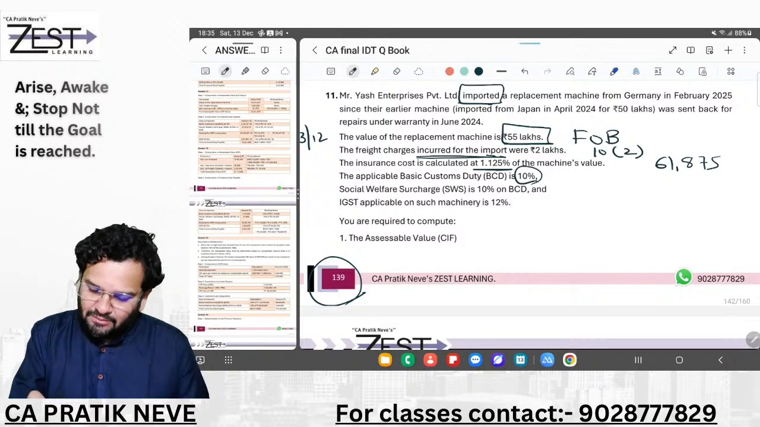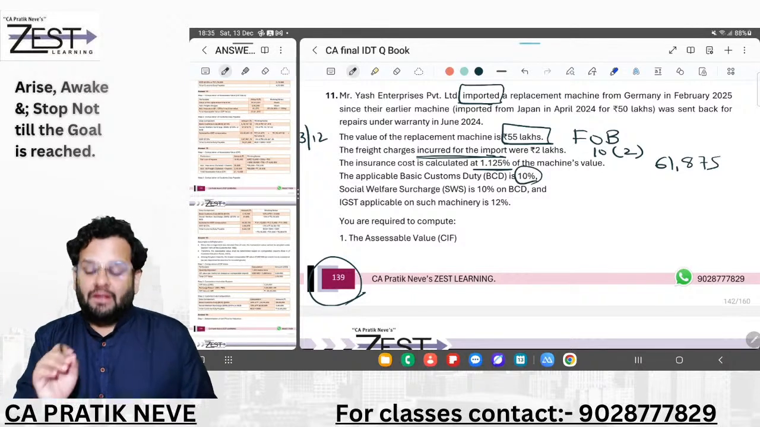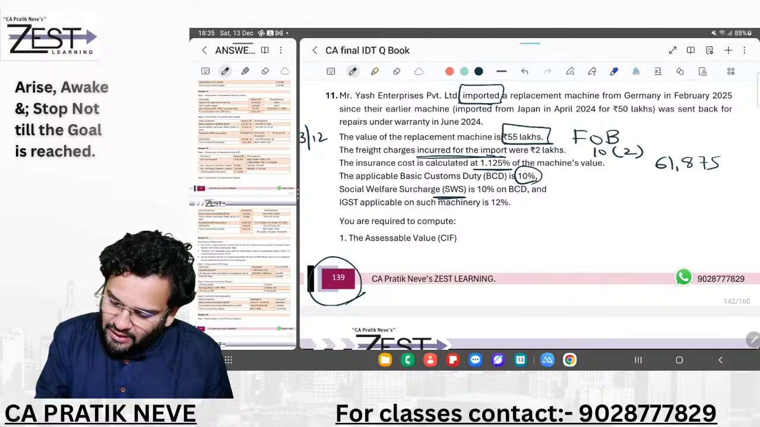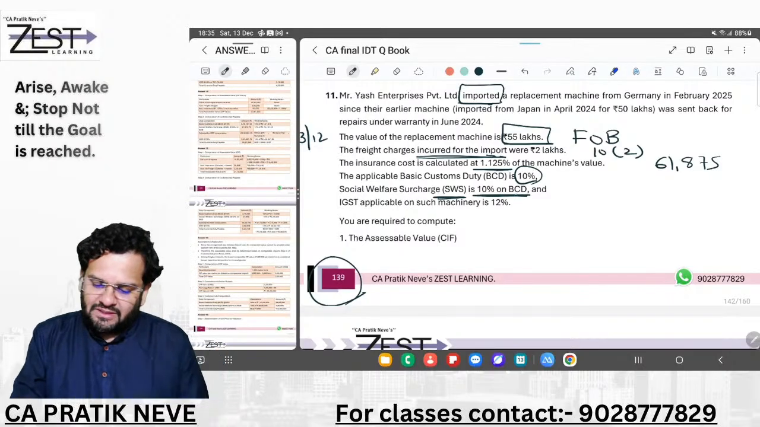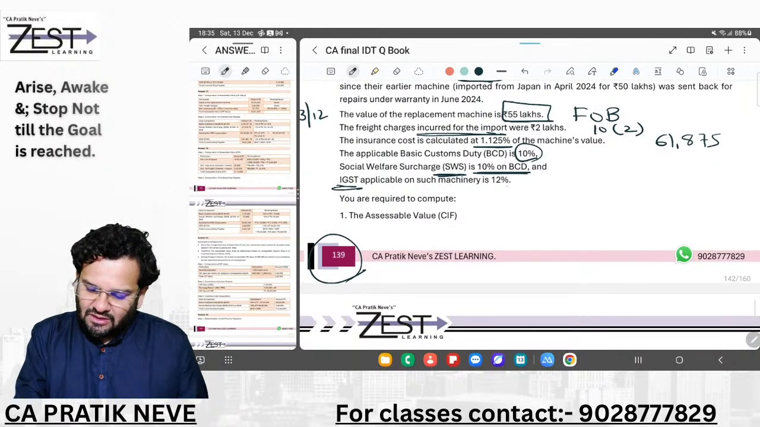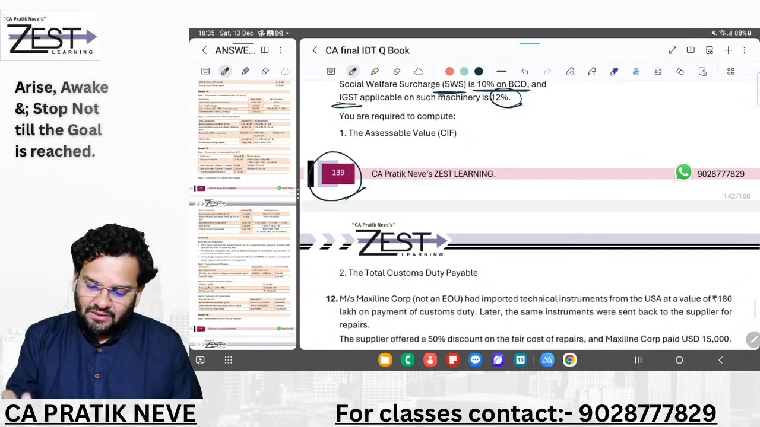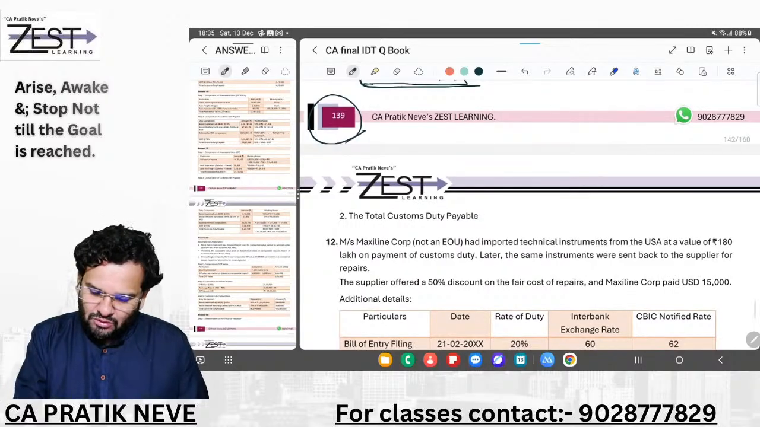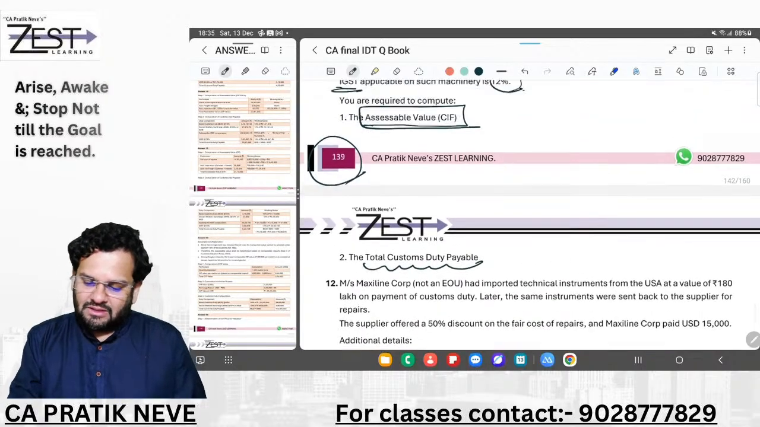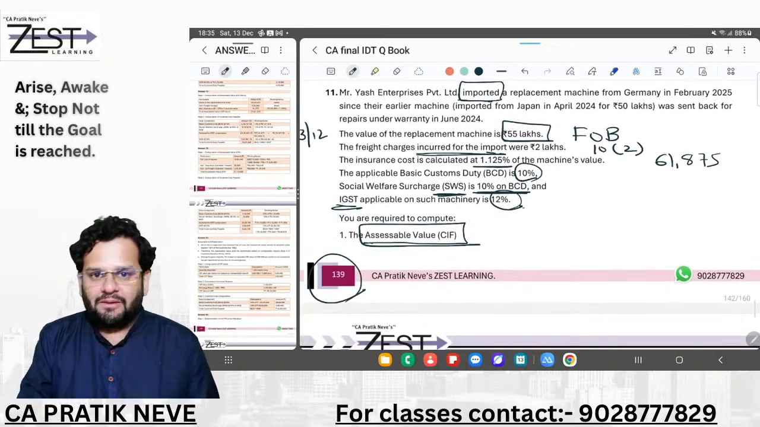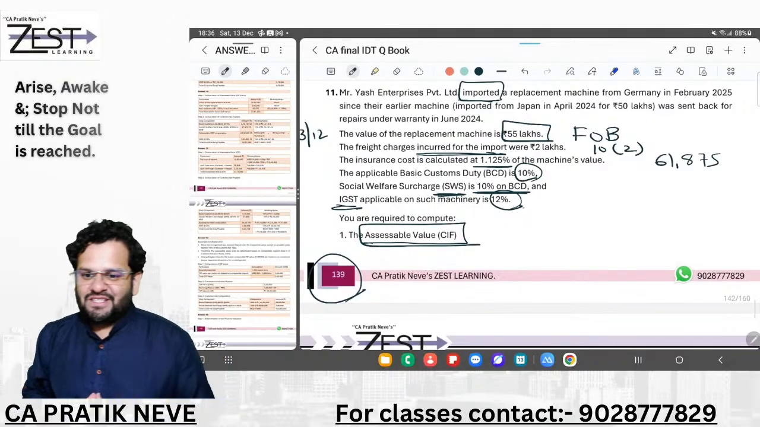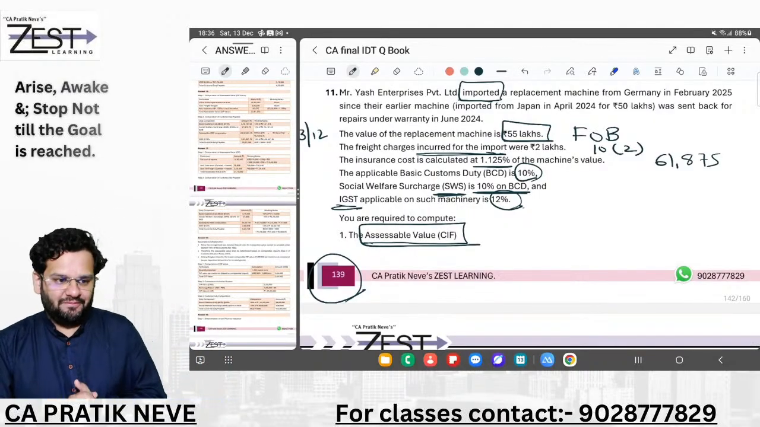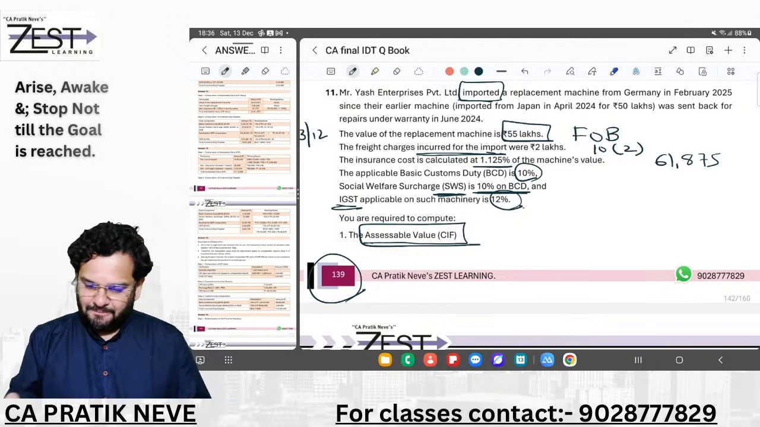Applicable basic customs duty is at 10%. Even if not given, you know SWS is at 10% of BCD and IGST is 12%. That's it. You have to calculate the assessable value, that is CIF value, and total customs duties payable. Are you ready? Shall we solve it? Yes, sir. Let us solve.